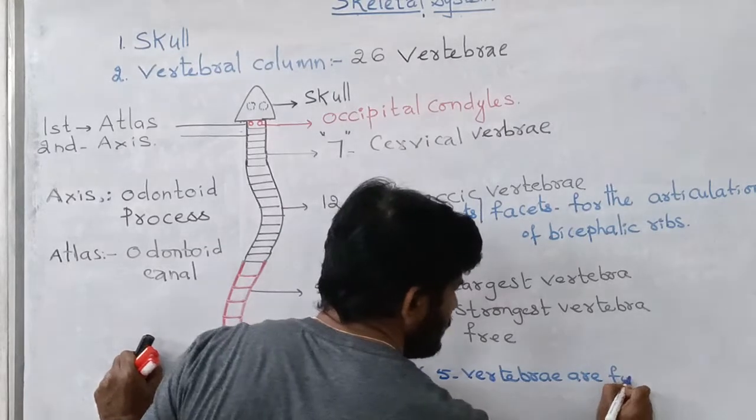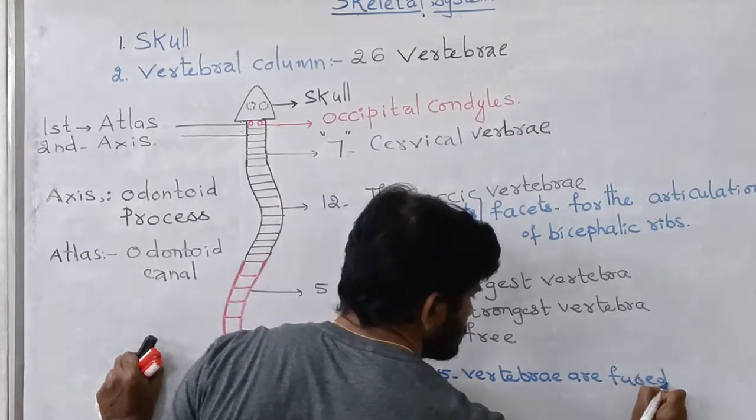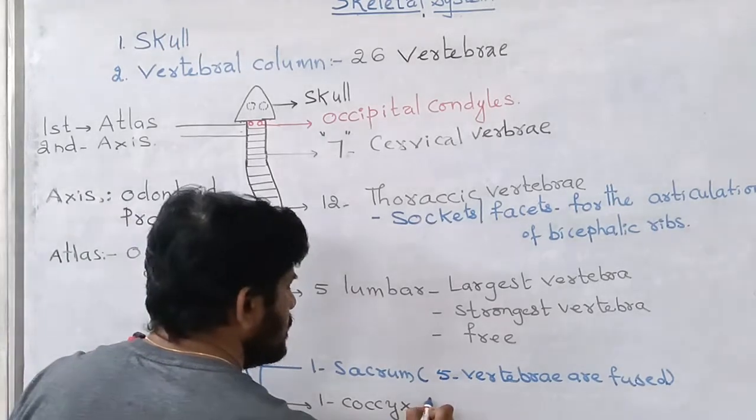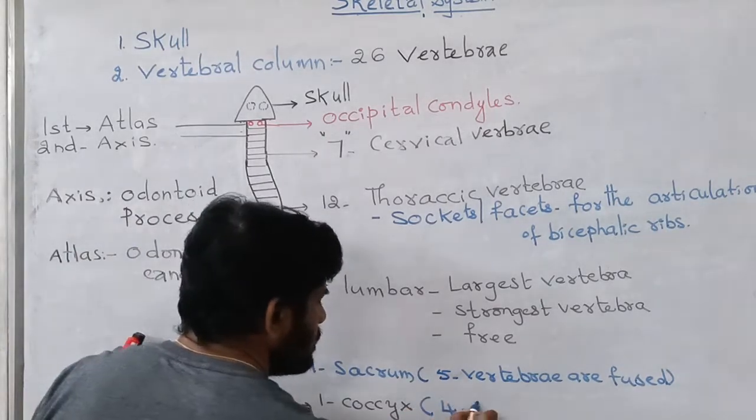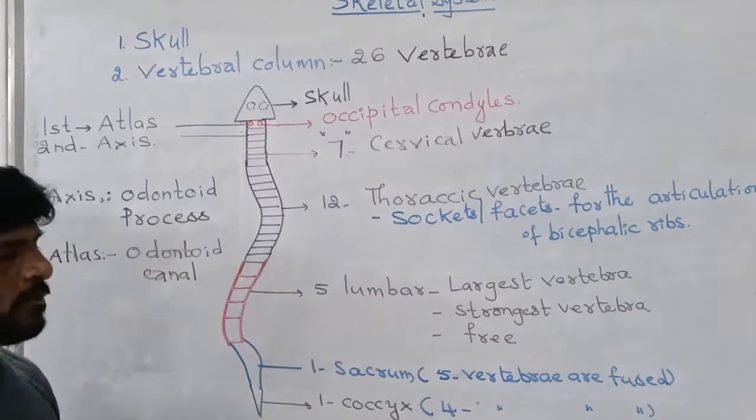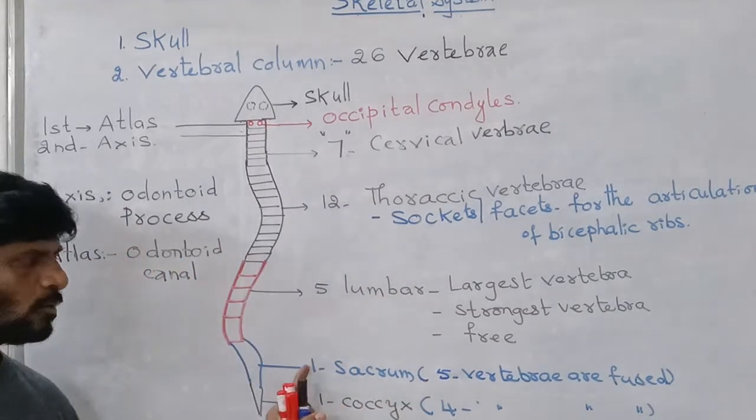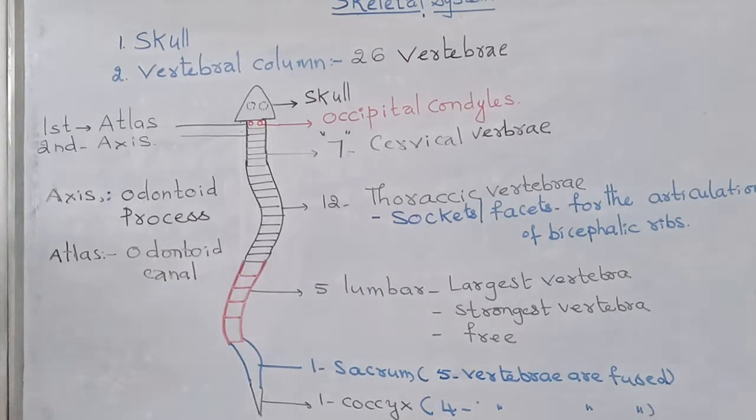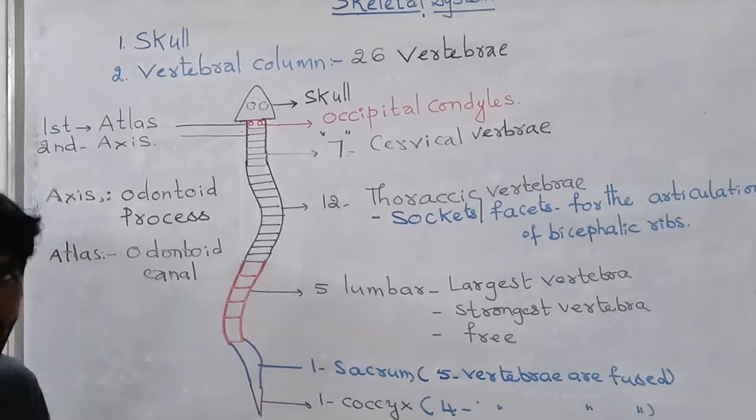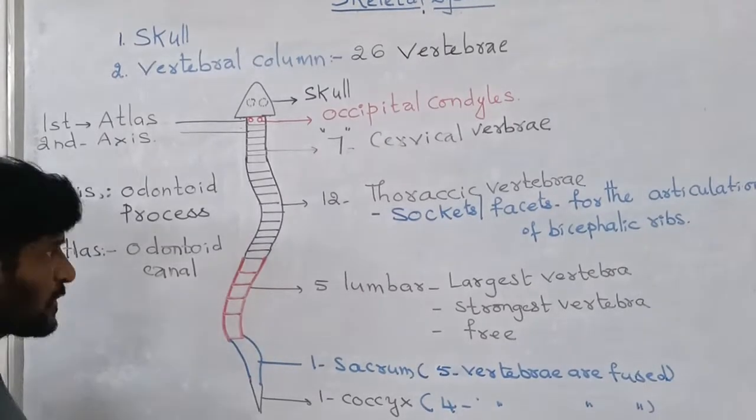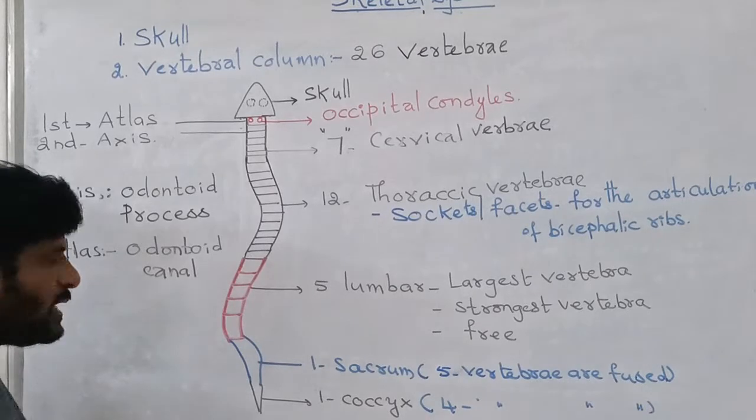Five vertebrae are fused to form one. The coccyx, even though it is single, has 4 vertebrae fused to form one. 5 are fused to form one, 4 are fused to form one. Therefore, what is the number of vertebrae in the vertebral column of adult human beings?